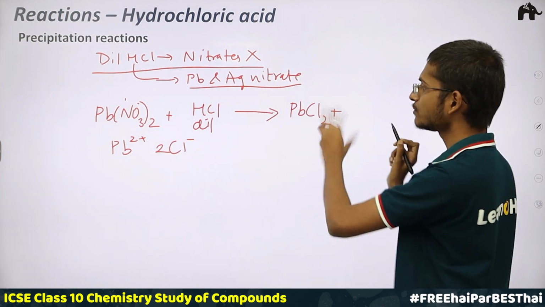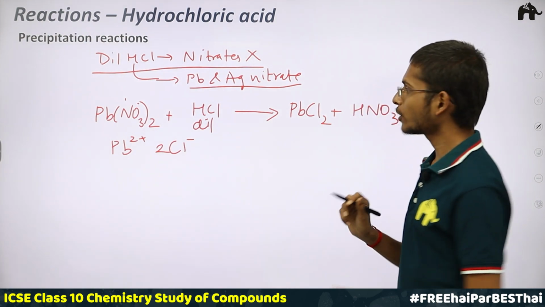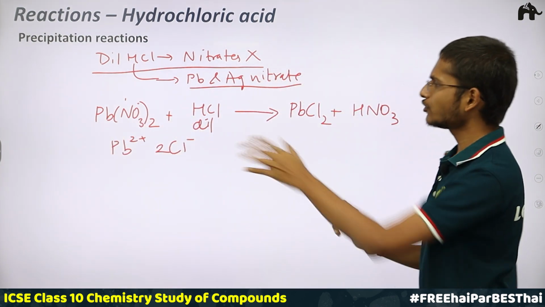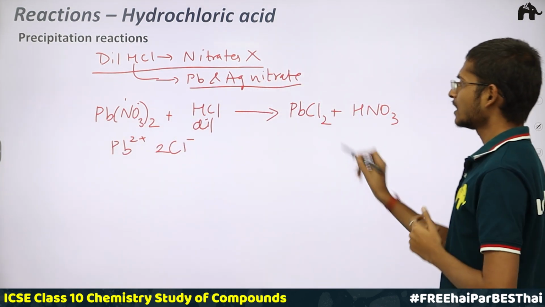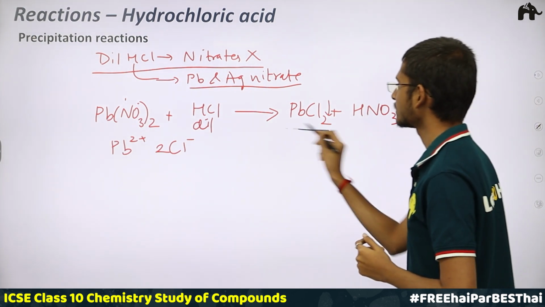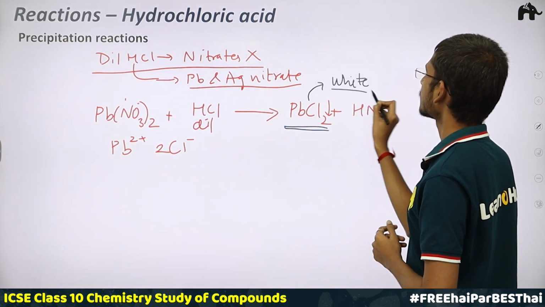So this is the lead chloride which would be formed, and along with the lead chloride, nitric acid, HNO3, is formed. Now you balance this reaction on your own, that's very simple. And this lead chloride is a precipitate, whose color is white.